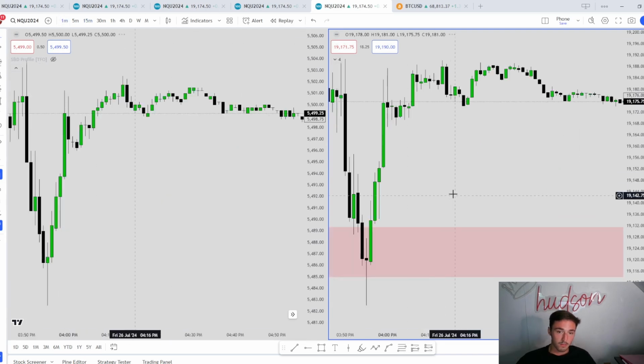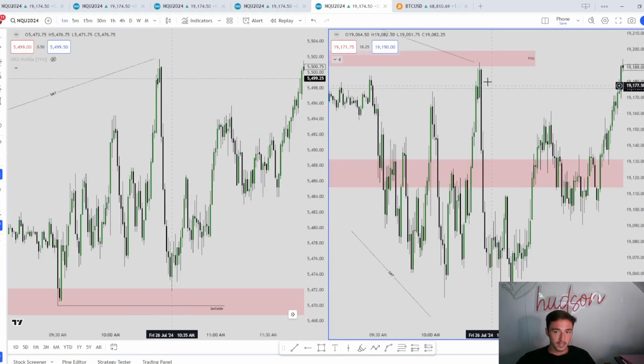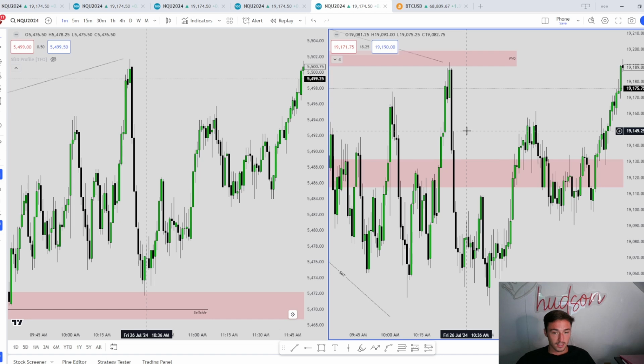If we go down to the 1-minute, however, there was no PD array that was tapped into. It just goes soup, 15-minute fair value gap, straight down, right? Don't take that low. I guess this would be your entry if you want to take it, but you would have a very wide stop.